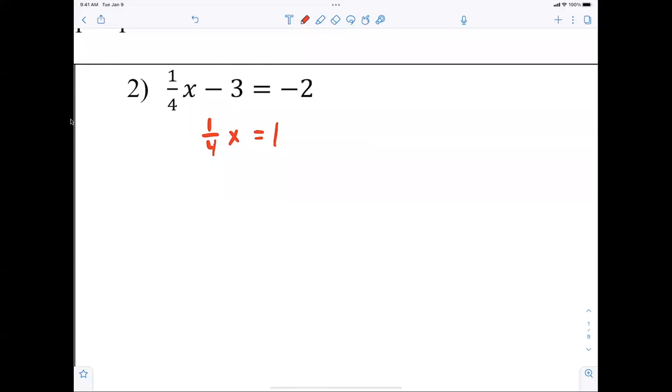Now, how do we undo a fraction? Multiply by the reciprocal. So I multiply both sides by 4. I'm assuming everybody here can tell me what 1 times 4 is. And that would be 4. And the 4 and the 1/4 do what to each other? They cancel. So everybody should be able to say x equals 4. That's what you should be able to do.